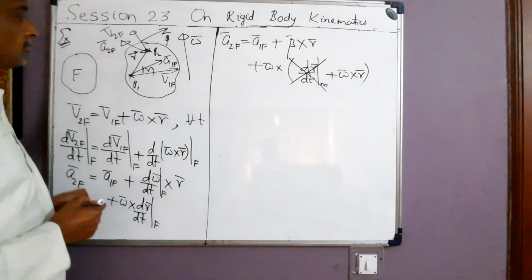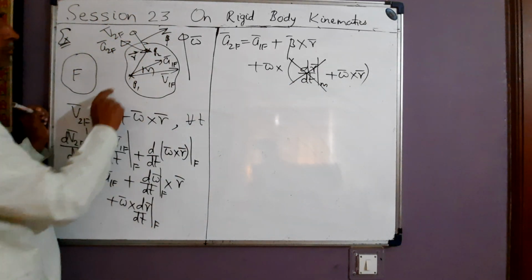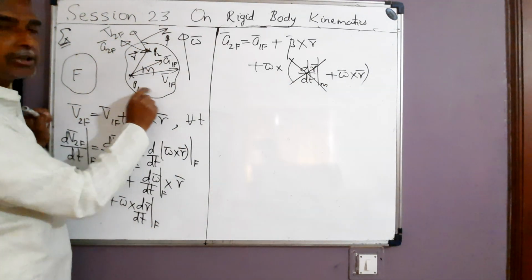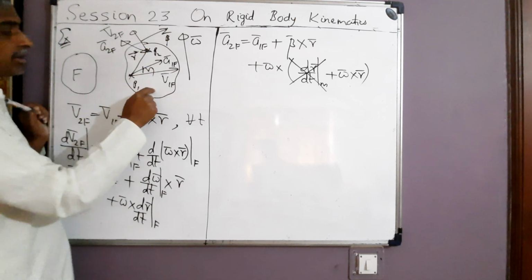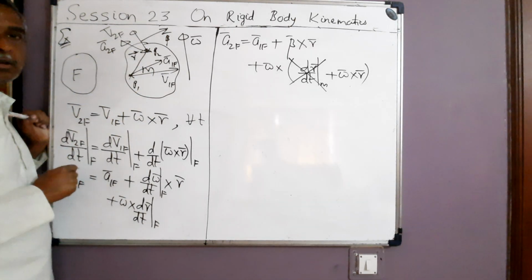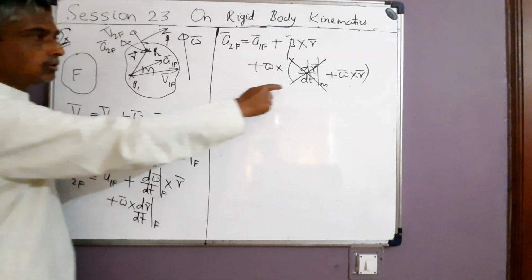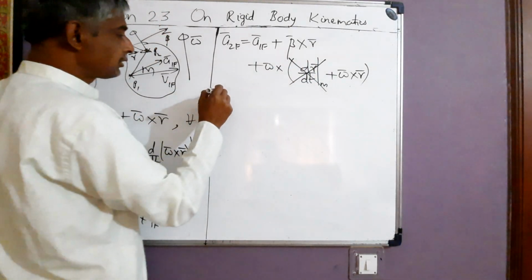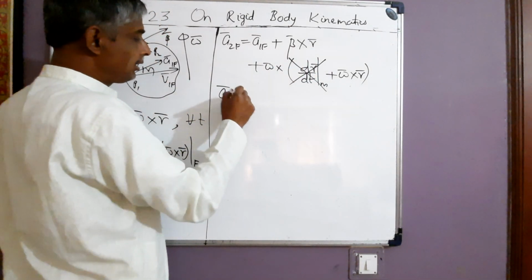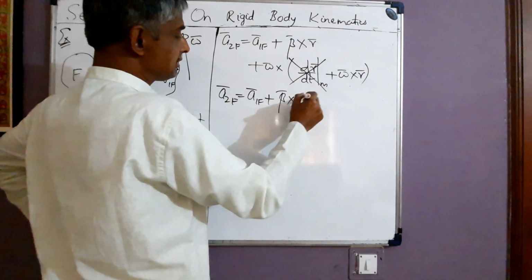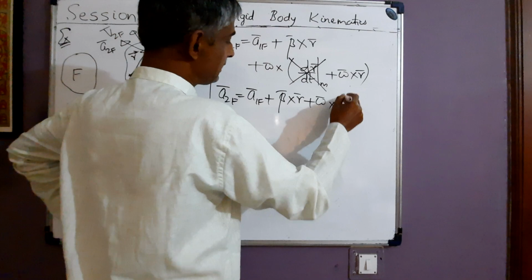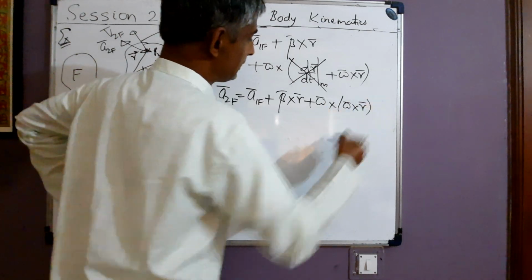Now this term becomes 0. Why? Because P1 and P2 are two locations of m, so P1 and P2 are fixed with respect to body m. And vector r is a vector from P1 to P2. So as seen from frame m, this vector r is a constant vector, and the time derivative of a constant vector is 0. So this term goes away. So what we get is this: A2f is equal to A1f plus beta cross r plus omega cross (omega cross r).